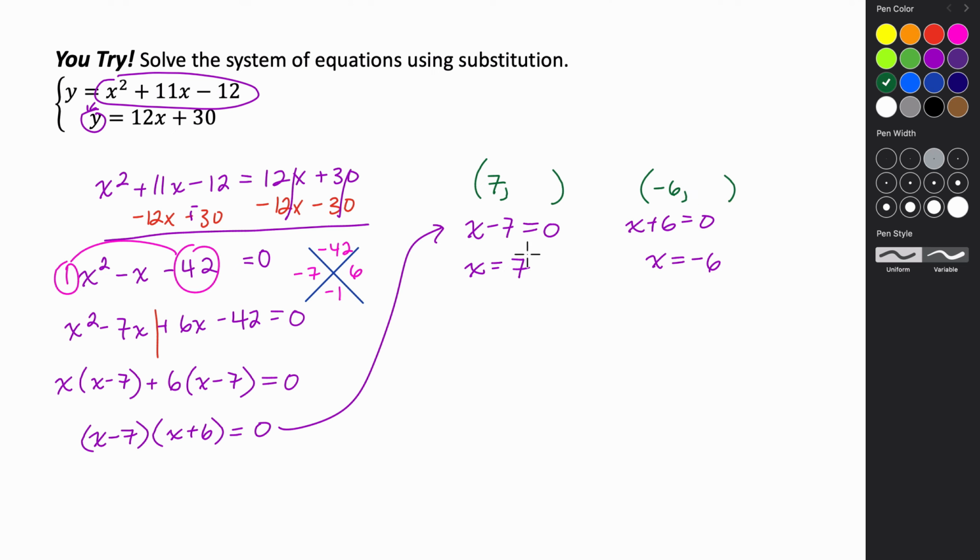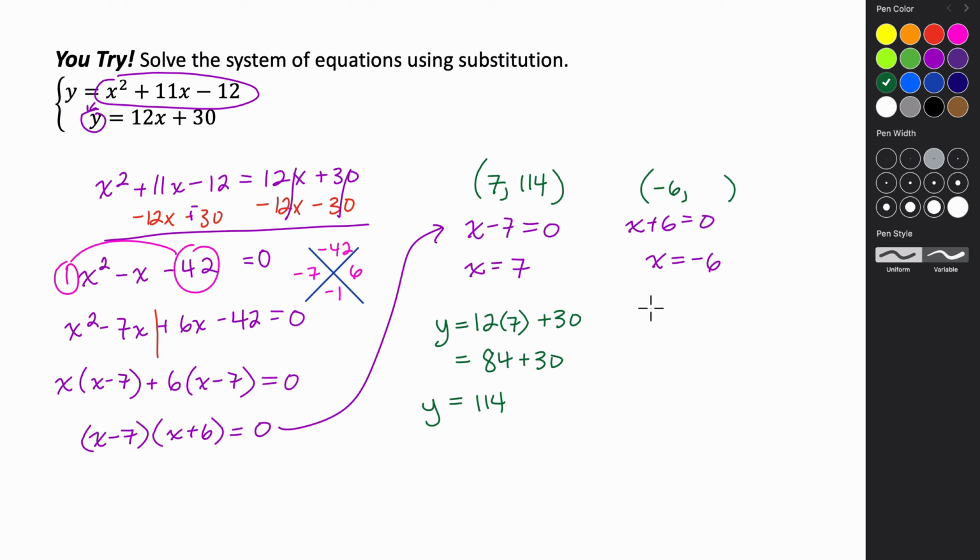So let's take 7 and plug it in. Again, I'm going to plug it into my linear equation because I just think it's a little easier. So it's y equals 12 times 7 plus 30. 12 times 7, that's 84. 84 plus 30, that's going to be 114. So my y coordinate is going to be 114.